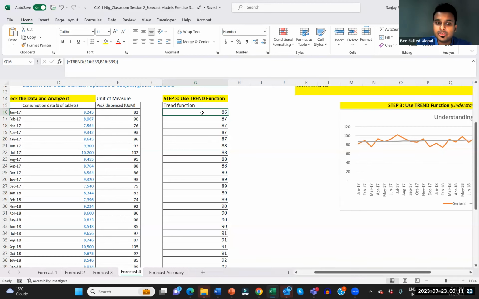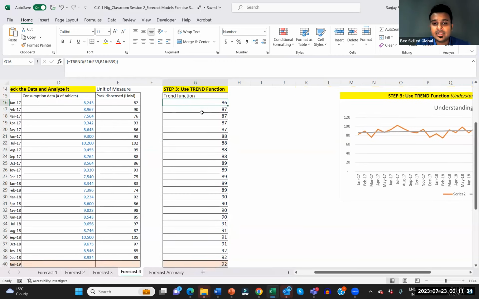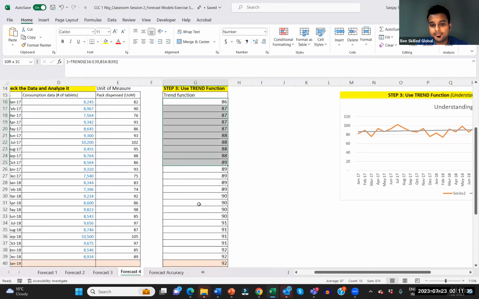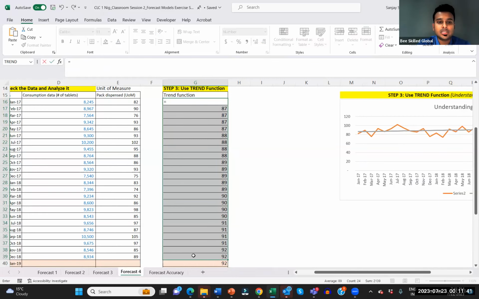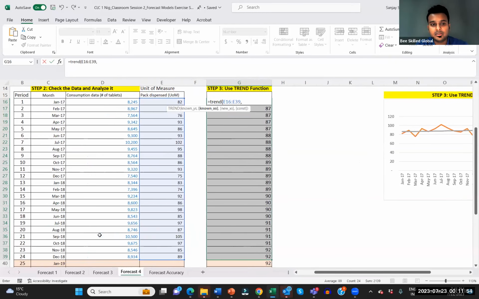On the y-axis, we have the product quantity, the number of products which are dispensed every month. On the x-axis, we have the monthly period. The way we calculate the trend line for 24 months is we select the entire 24 cells at once. We use the formula trend, known y's. On y, we have the number of products dispensed January to December. The known x is the period, month 1 to month 24.